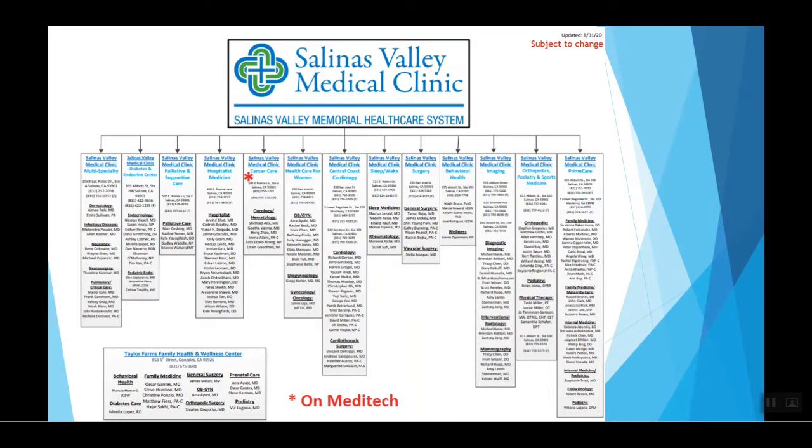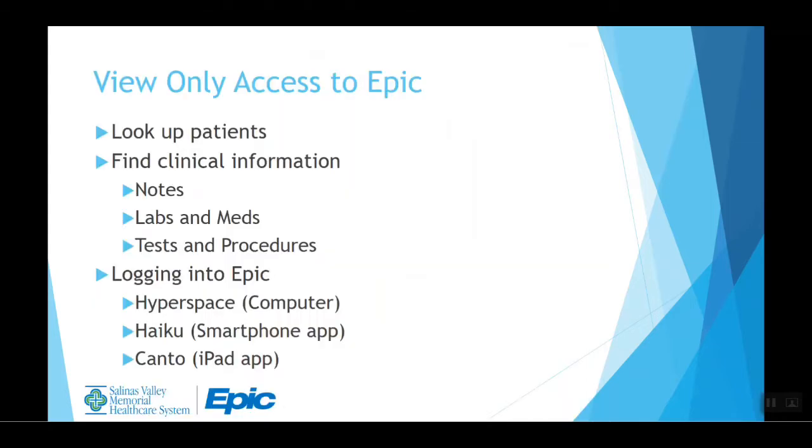Outpatient clinical information for patients of Salinas Valley Medical Clinic or SVMC, excluding the Cancer Care Clinic, can be found in EPIC. In this quick video, you will learn how to look up patients in EPIC, how to find clinical information like notes, labs, medications, tests, and procedures, again, all outpatient, as well as how we can log into EPIC using the computer, smartphone, or the Apple iPad.